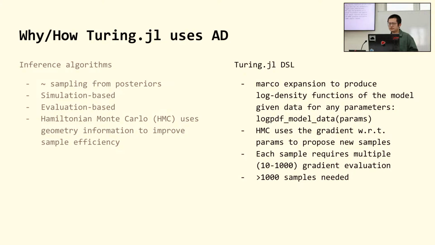When it comes to the practical implementation, our Turing DSL, the tilde notation that defines latent variables I just showed you, transforms the whole program into a function that can evaluate the log density at any point in the parameter space. For HMC to use the underlying geometry information, you need to take the gradient of that function with respect to the parameters. That is the main computation when you do HMC. Each sample requires 10 to 1,000 evaluations of that gradient, and to make a sensible inference, you usually need more than 1,000 samples.